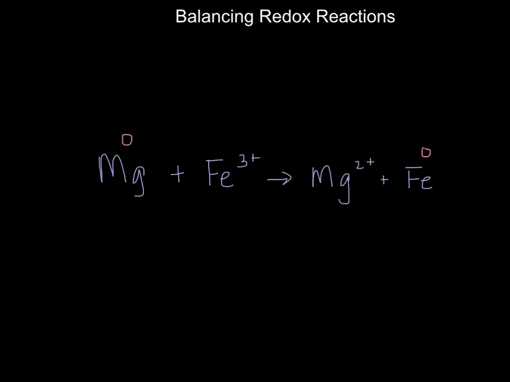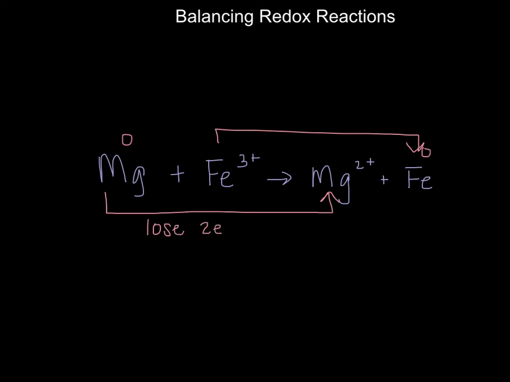So now, as we've been doing, we connect our like with our like on either side of the arrow, and our magnesium is going from a 0 to a positive 2. So we know that it is losing 2 electrons. Our iron is going from a positive 3 to a 0, so we know that it is gaining 3 electrons.